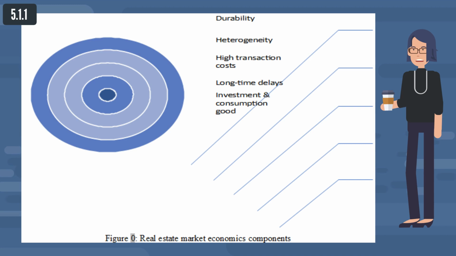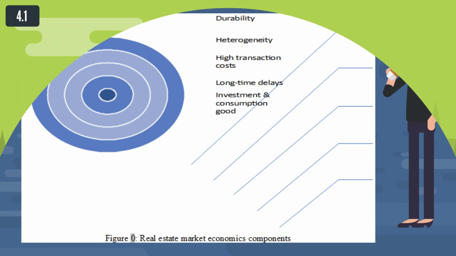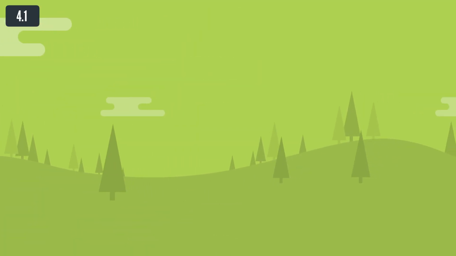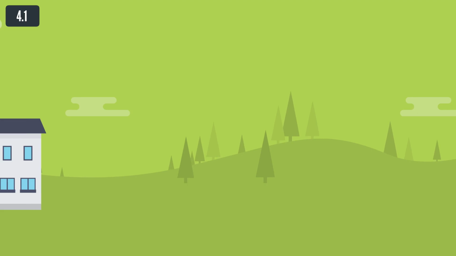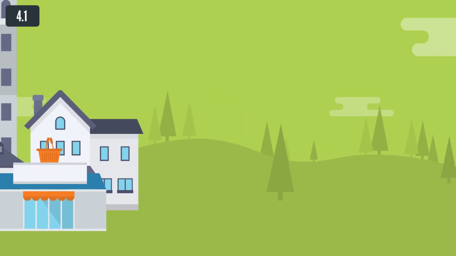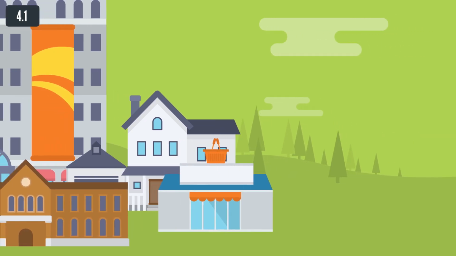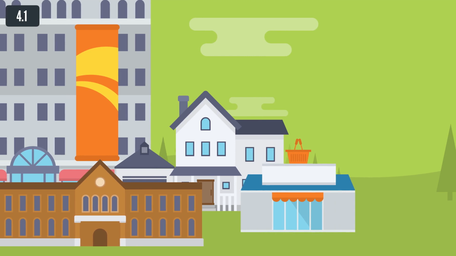The components of the real estate market regarding economic standards and procedures are unique. These include durability. Real estate is durable and long-lasting. A building can usually last for decades or even centuries, and the land underneath it is essentially indestructible. Because of this, real estate markets are modeled as a stock-flow market.